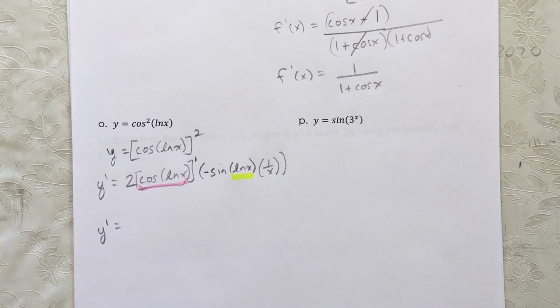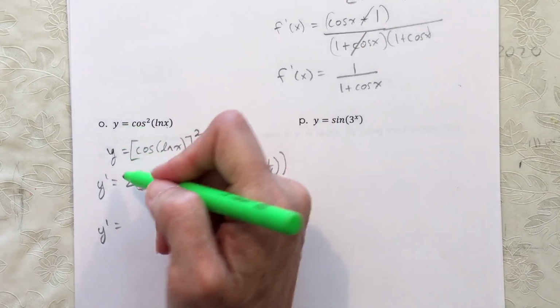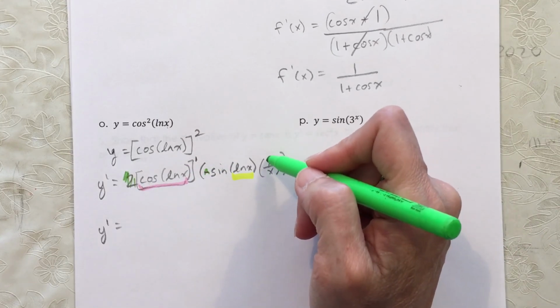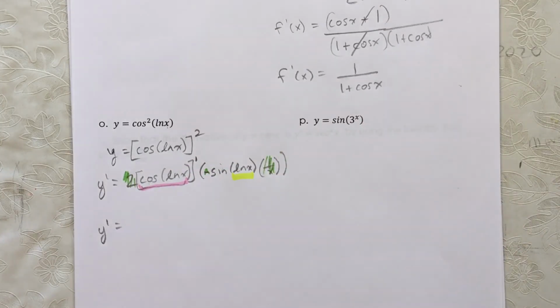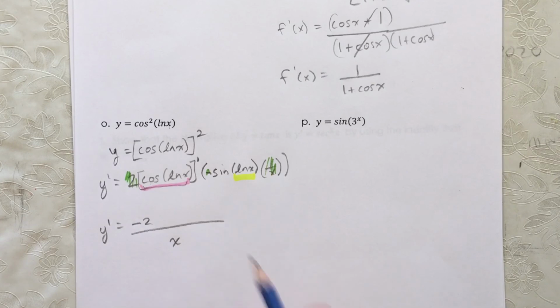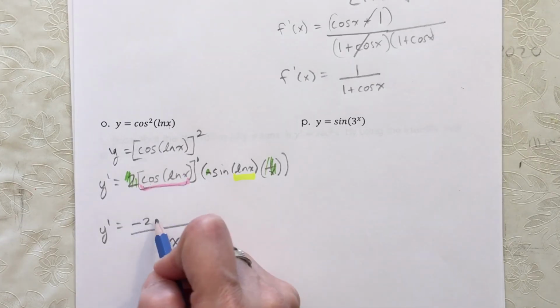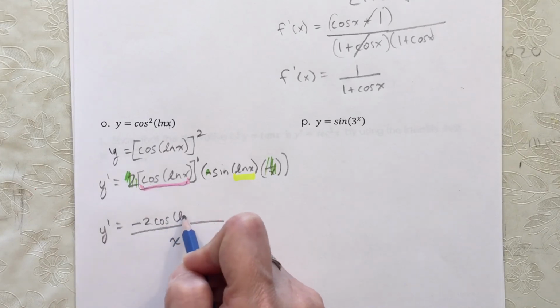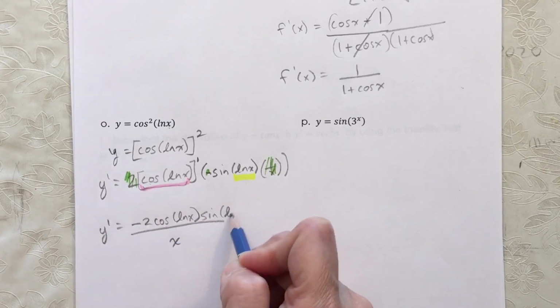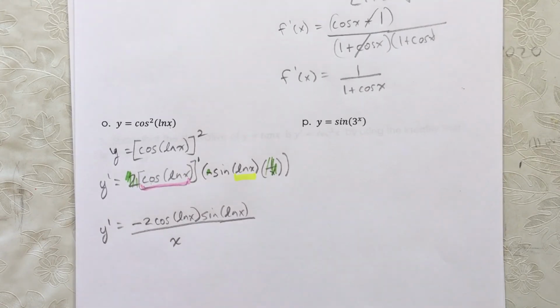So I've got the monomial terms, the 2, the negative, and the 1 over x. So that's going to give me negative 2 over x. So negative 2, and there's going to be an x in the denominator, negative 2 over x. And then times the cos of the ln of x times the sine of the ln of x. And that's how it would be written in the back of the book.